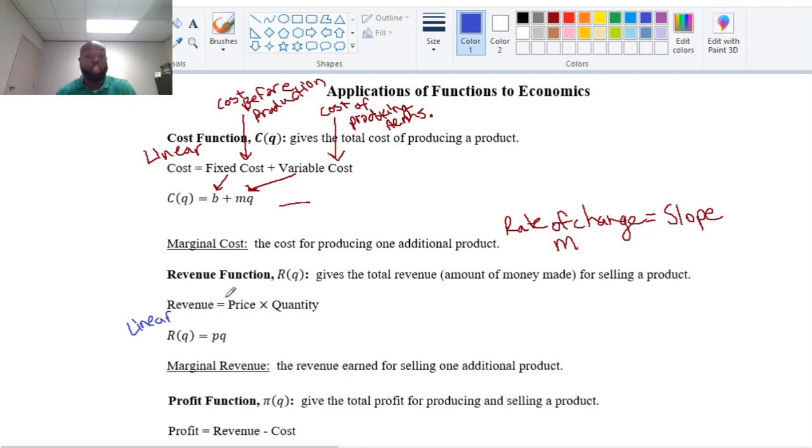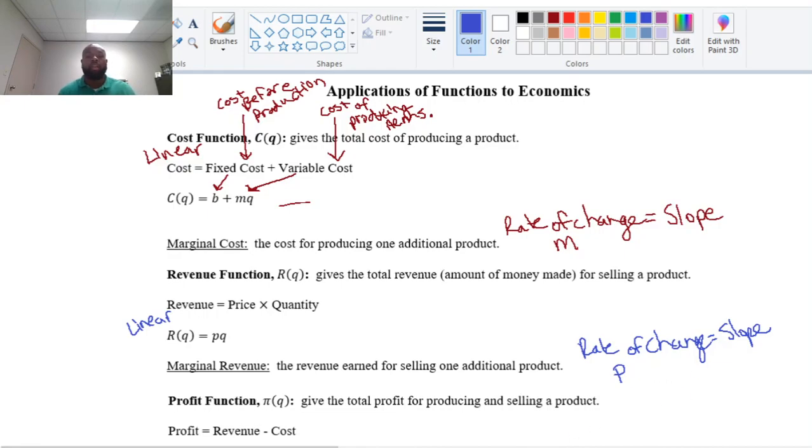We also have marginal revenue. That's the revenue that's earned for selling one additional product. That is the rate of change of your revenue, which in this case is the same thing as your slope. Since we have quantity as our input variable, it's given by P in our revenue equation there.